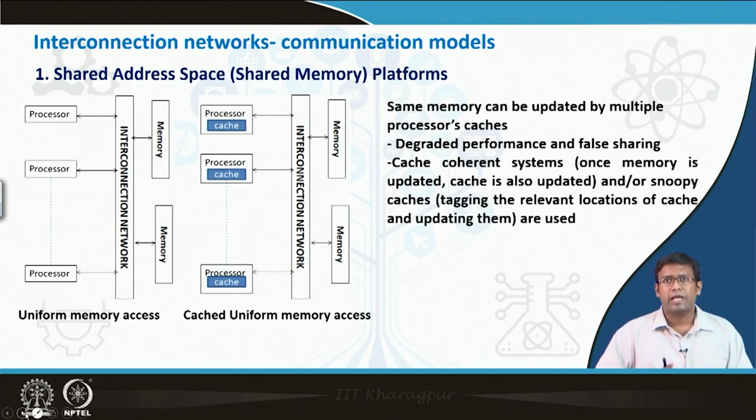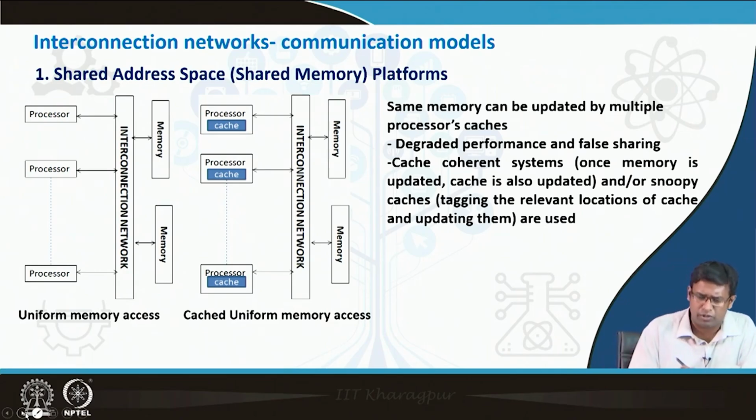To avoid that, we need a cache coherent system, so that once memory is updated, the cache is also updated. One processor updates something in the cache, it goes to the main memory and it is communicated to all other processors. Till then, none of the processors can do anything else. Or a snoopy cache, where the relevant locations of the cache which are being updated are utilized. So, these protocols are required for cached shared memory systems, and in general shared memory systems in today's world are cached shared memory systems. So, cache coherency is an important aspect in shared memory systems.